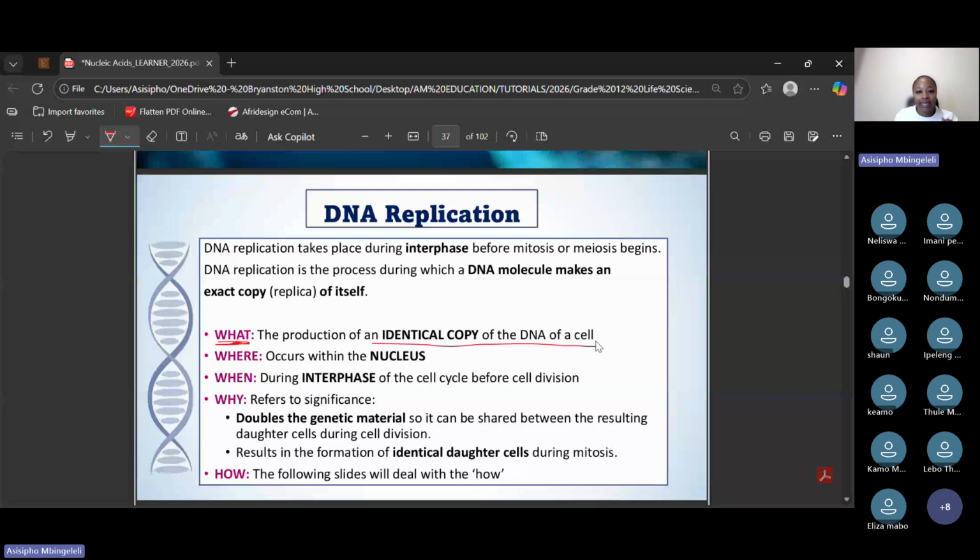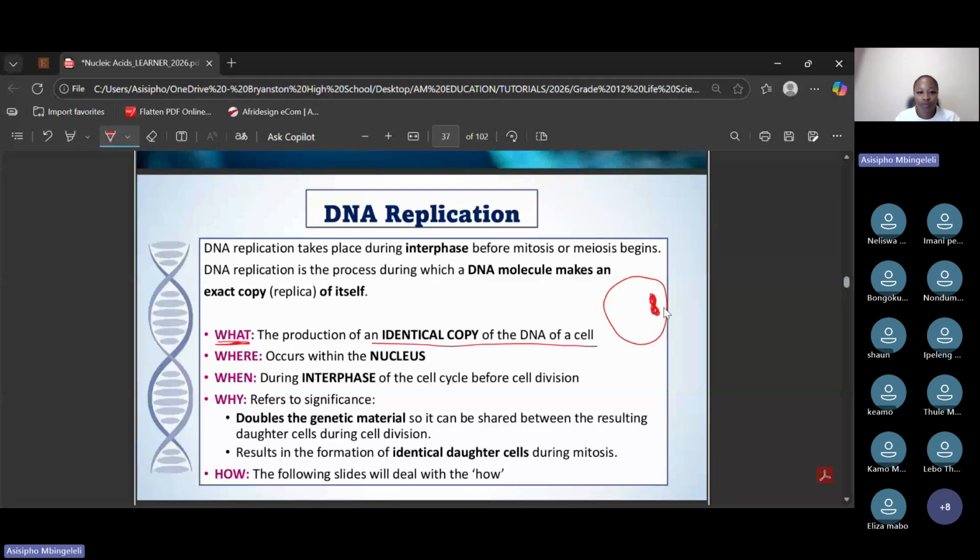Where exactly does it occur? Where does DNA replicate in a cell? In the nucleus. We spoke about the nucleus. Remember the nucleus, and you will find the DNA in the form of a chromatin network. This is where DNA replication will take place.